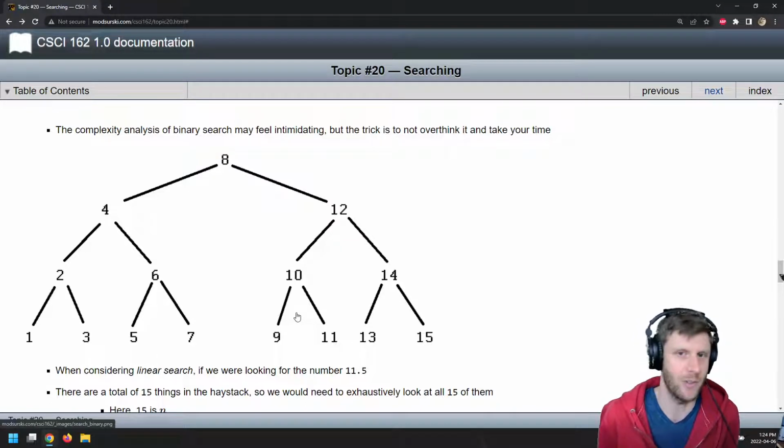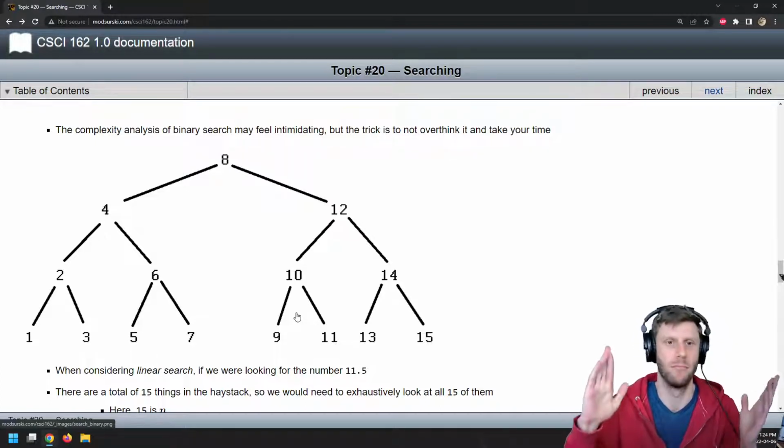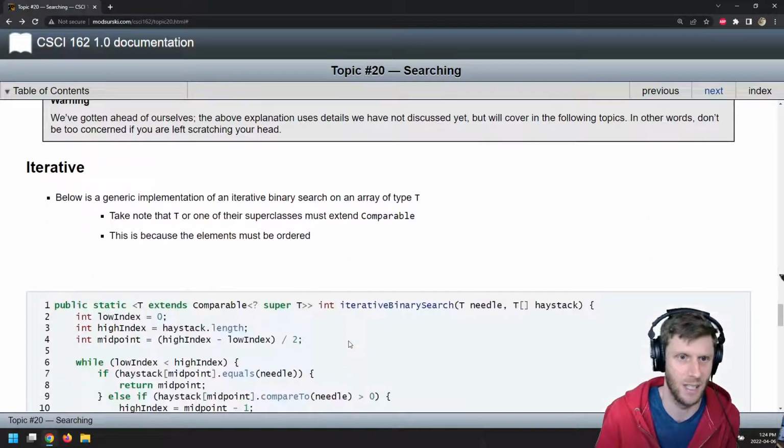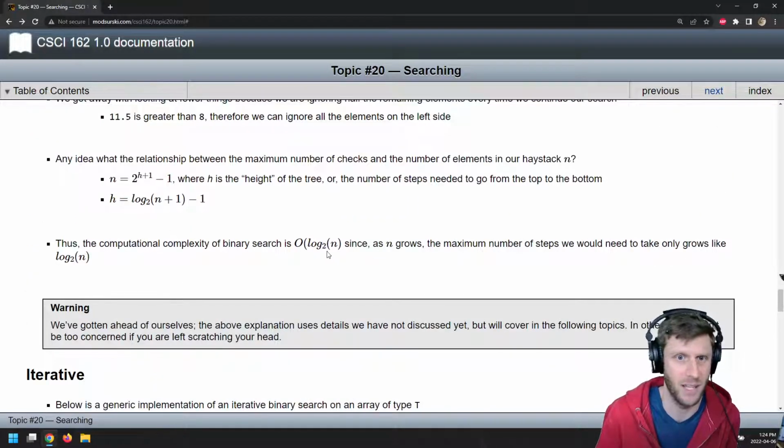So what's really interesting about this strategy is how many steps do we have to take? And the answer is, well, it's on the order of log base 2 of n.